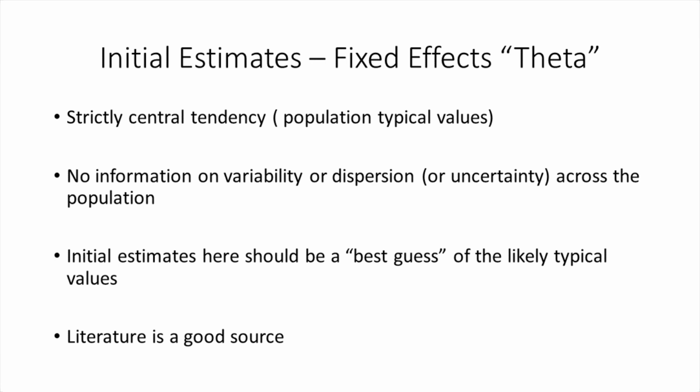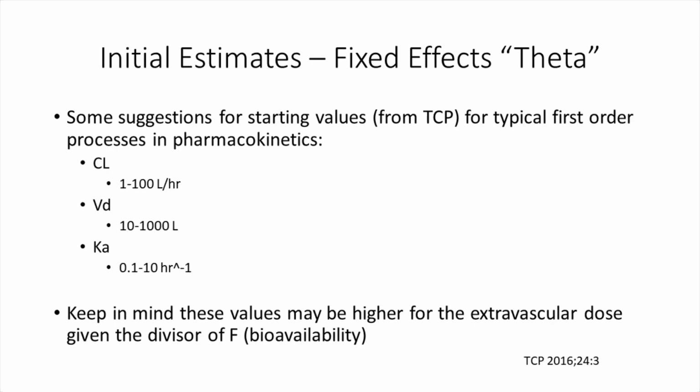Again, literature is a good source of information. The authors from the CPT paper suggested some general ranges for linear processes or typical first-order processes in pharmacokinetics for clearance and volume and absorption processes, but it really will depend on your specific drug. Keep in mind that the values might be higher for the extravascular dose given the divisor of F. If it is an extravascular dose, it's clearance over F and volume over F, etc.